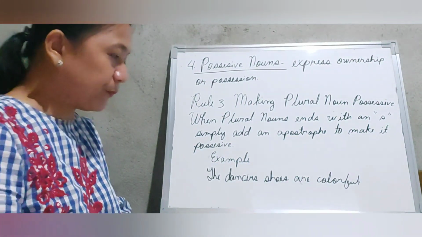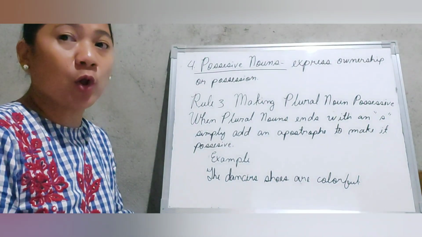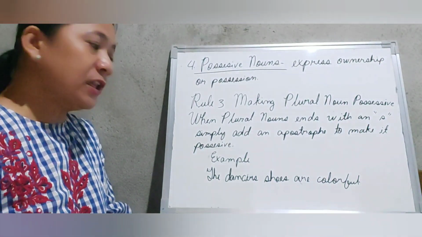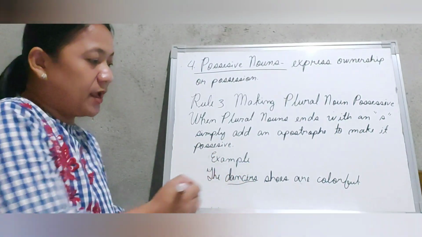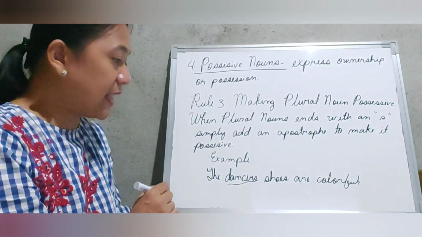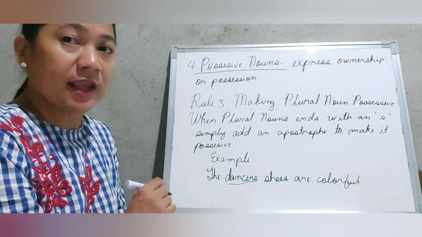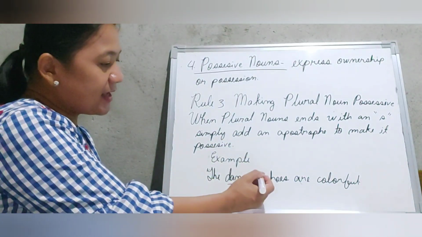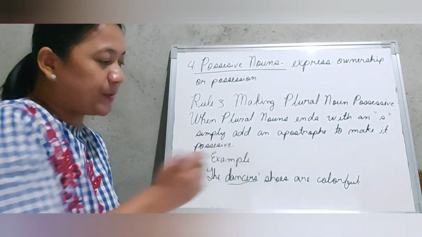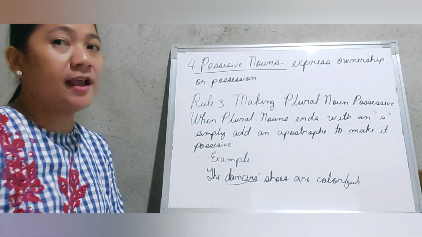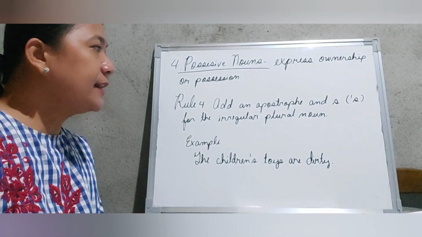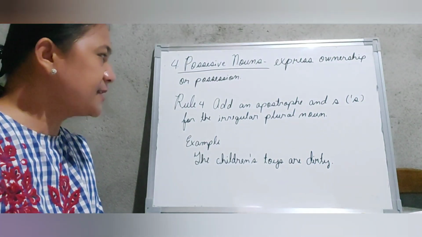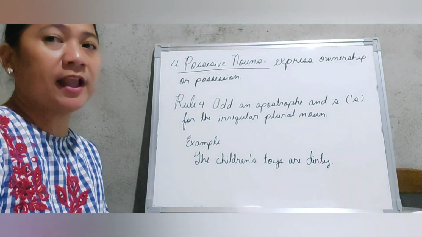Example number 2. The dancers' shoes are colorful. The plural noun in this sentence is dancers. So, since it ends with the letter S, to make it a possessive noun, we will simply add an apostrophe at the end of the plural noun. And for rule number 4, add an apostrophe and S for the irregular plural noun.